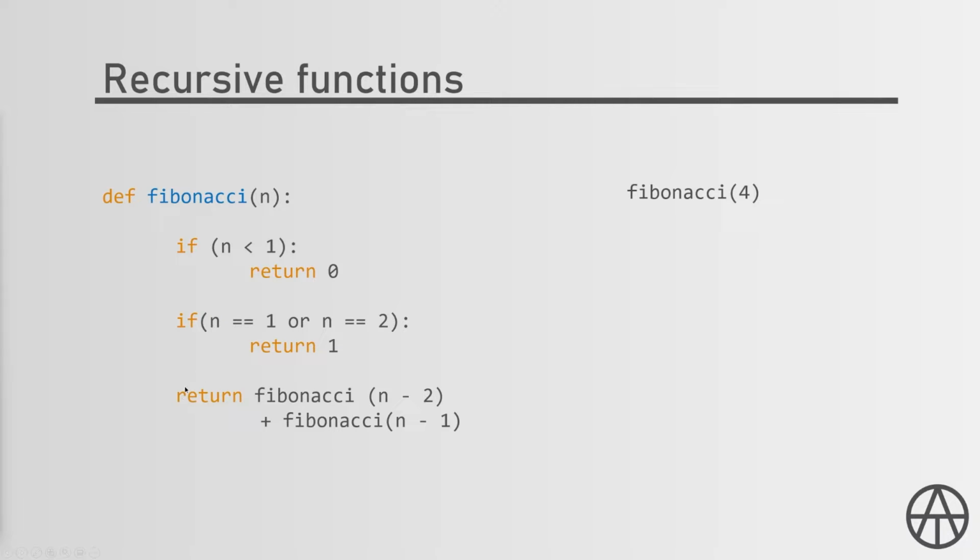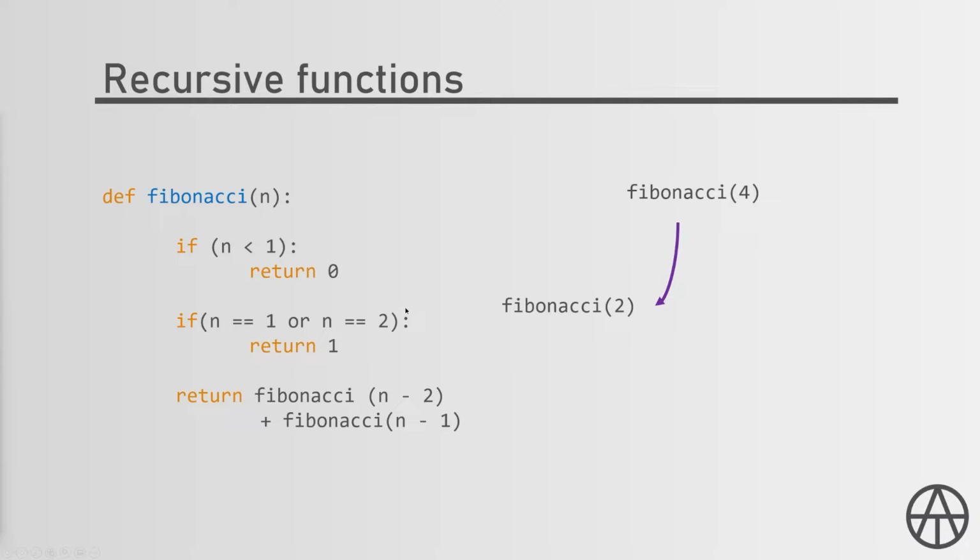So what will happen is going to be this return statement right here. It'll call Fibonacci of n minus 2 at first. That's 4 minus 2, which is Fibonacci of 2. This will happen. Now in Fibonacci of 2, this entire process will happen all over again.